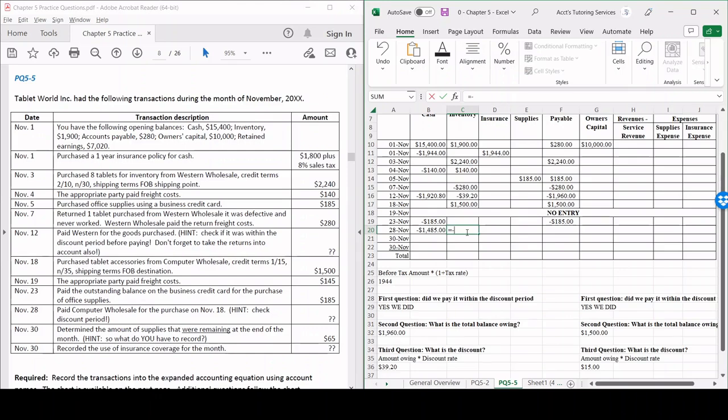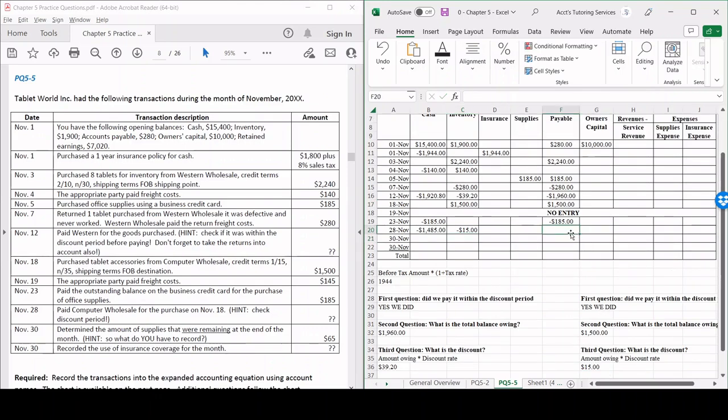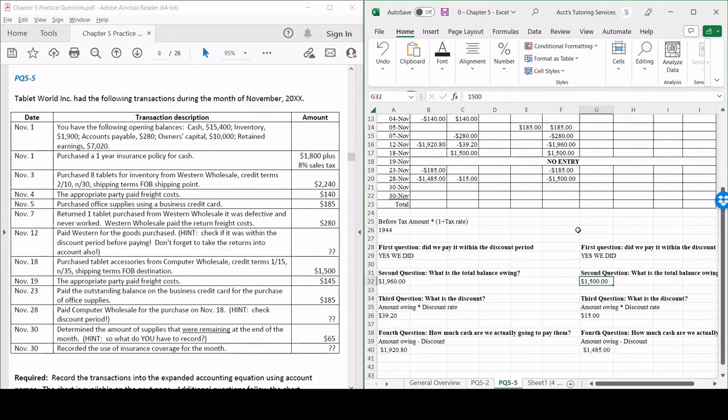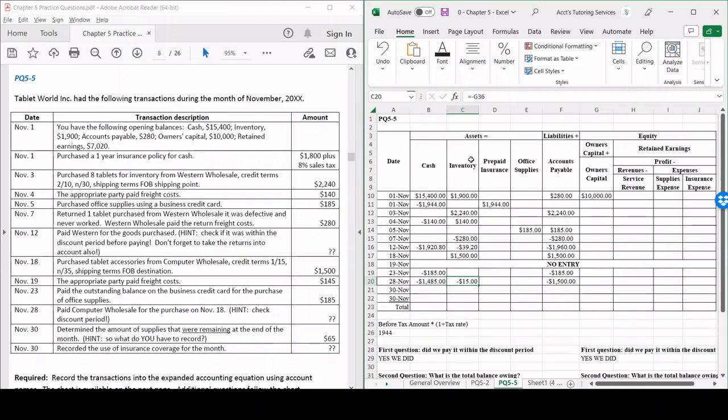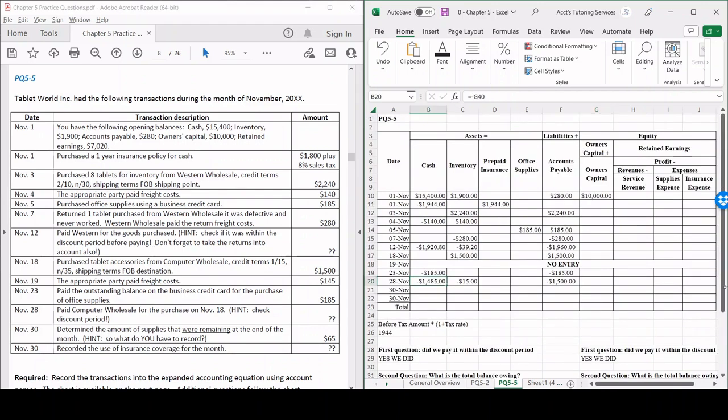So that's going to be reduced. Our inventory is going to be reduced by the discount. And now our accounts payable is going to be reduced by the 1,500, which we originally owed them. So 1,500 accounts payable reduction, $15 discount reduction on inventory, $1,485 reduction on cash.